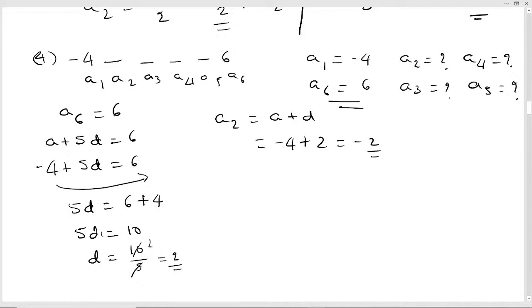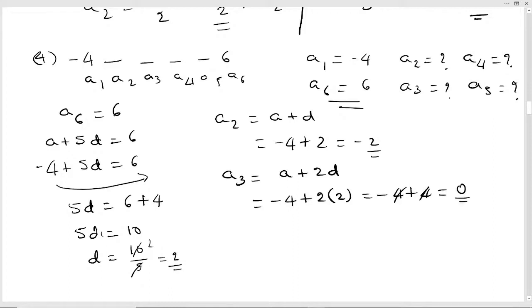It's minus 2. So therefore the second term is minus 2. Now again, the third term. The third term formula will be a plus 2d. So a will be minus 4 plus 2 into common difference, which is 2. So minus 4 plus 4. Here minus into plus is minus, so therefore it gets cancelled. Nothing but 4 minus 4 is 0. So the answer is 0. So the third term is 0.